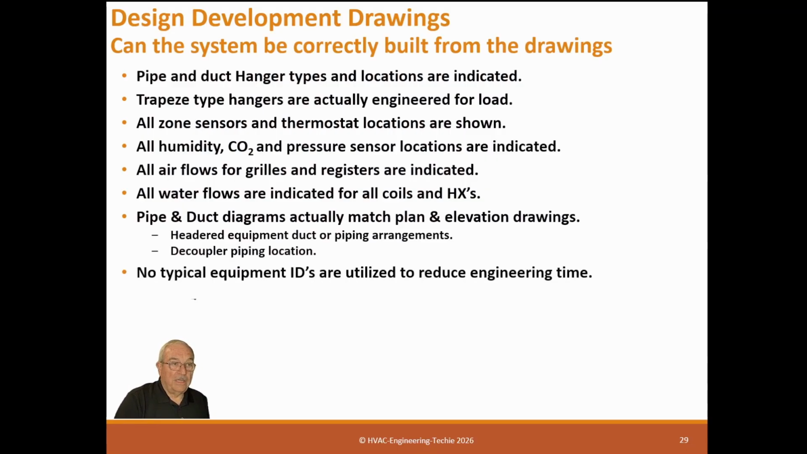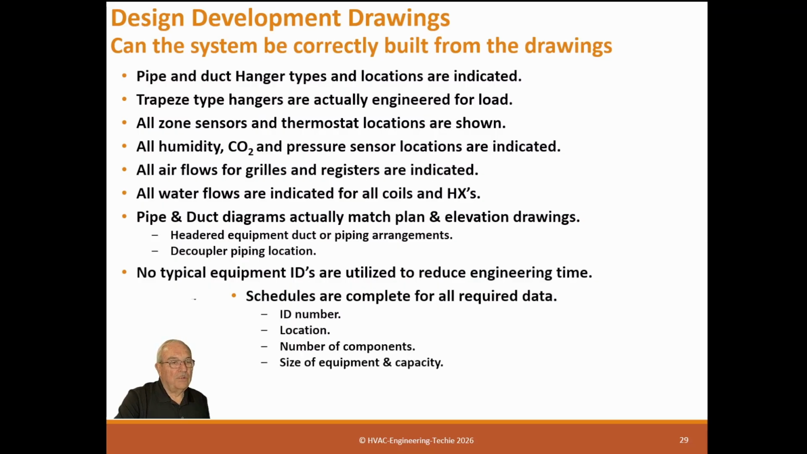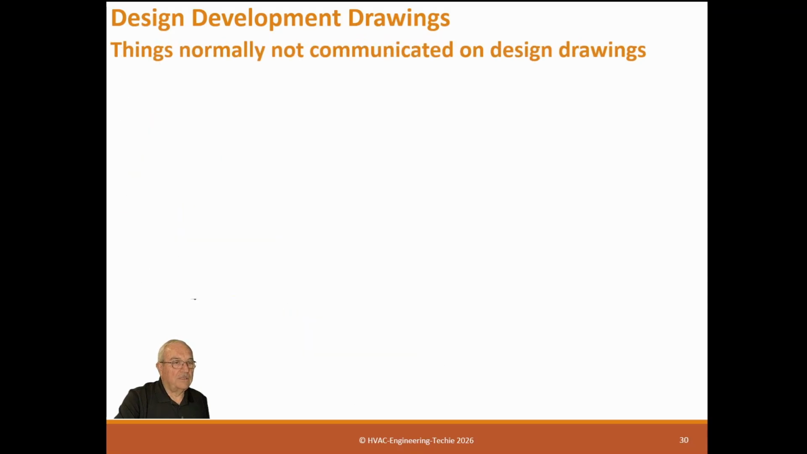No typical equipment IDs are utilized to reduce engineering time. We need unique identifiers. You're on a computer. This shouldn't take long to do. Schedules are complete for all required areas: ID numbers, location, number of components, size of equipment and capacity, flows and pressures, electrical characteristics, volts, amps, phase, horsepower, all that stuff.